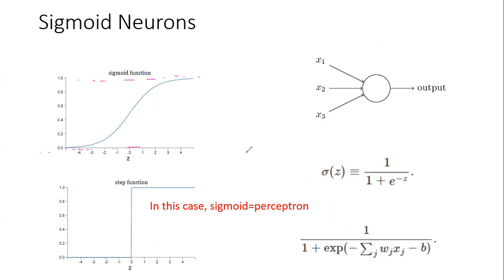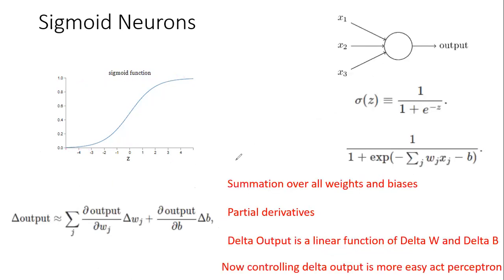Sigmoid function is actually derived from the step function. Ye shayad maine aapko itna clearly ML2 mein nahi bataya tha. Sigmoid function is derived from the step function. If I take the step function, then sigmoid is equal to the perceptron. What we discussed just in the last slide. But sigmoid family of function is derived from the step function, which is a very famous function in signal systems and other related fields. Okay, so that's what you need to keep in mind.